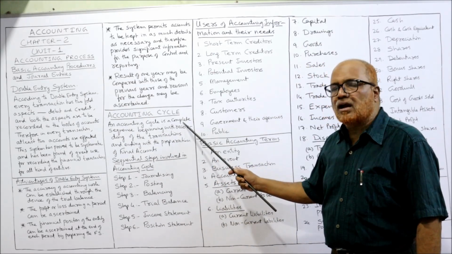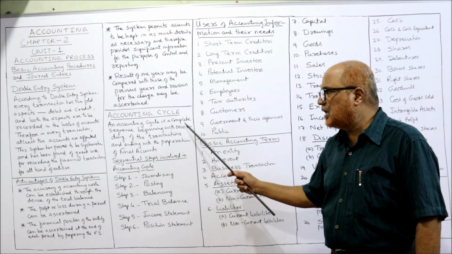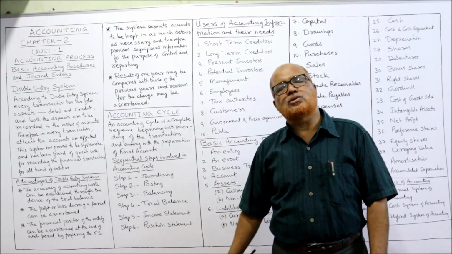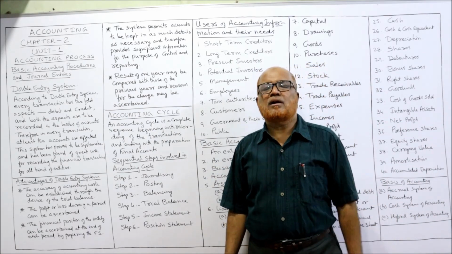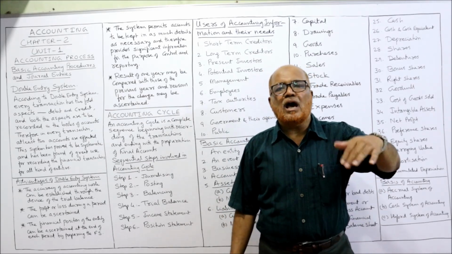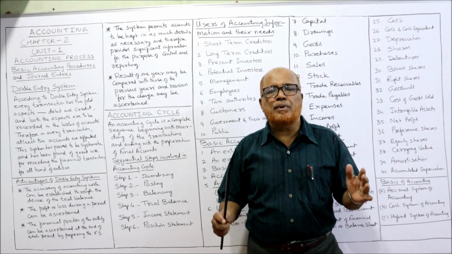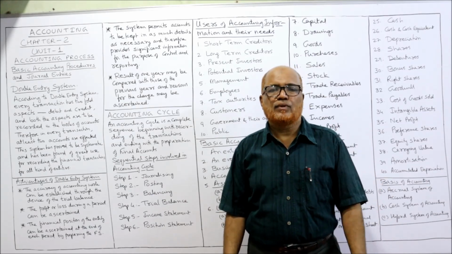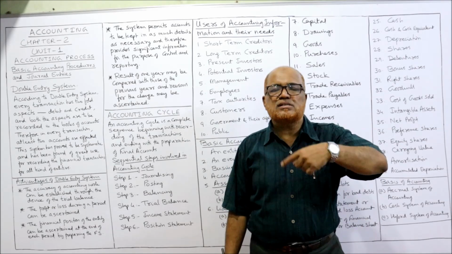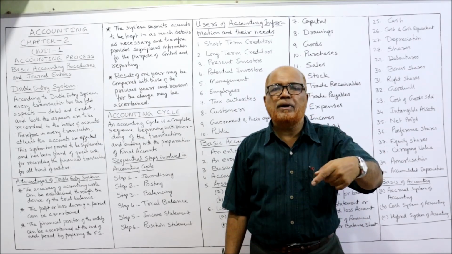So the accounting cycle is a complete sequence, beginning with the recording of transactions and ending with the preparation of final accounts. The first step in accounting is the recording of transactions, and the last stage of accounting is preparing the final accounts or the financial statements. So all the activities involved go on repeating.